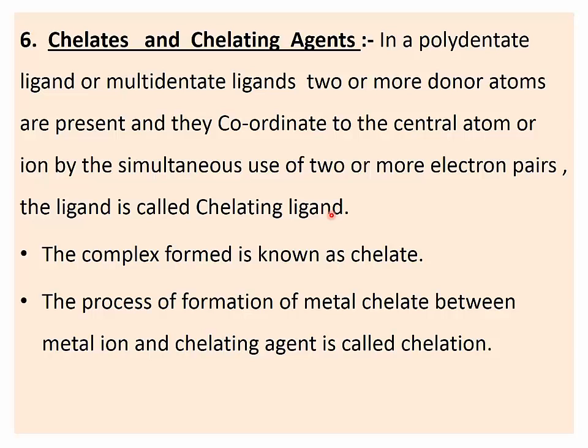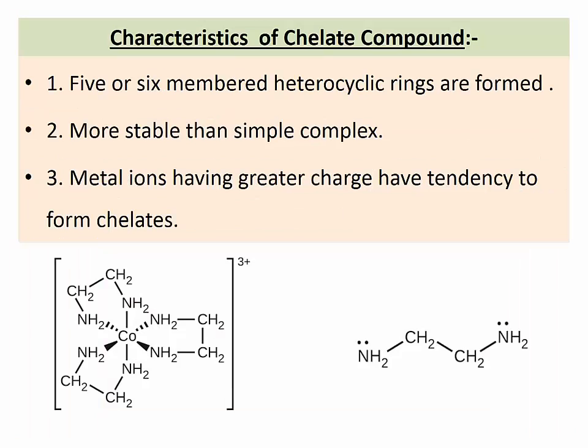It attaches to the metal ion through two or more than two donor atoms. When these ligands are attached to a metal atom or ion, there is formation of a complex which is known as a chelate. And the process of formation of a metal chelate between a metal ion and a chelating agent is called chelation.